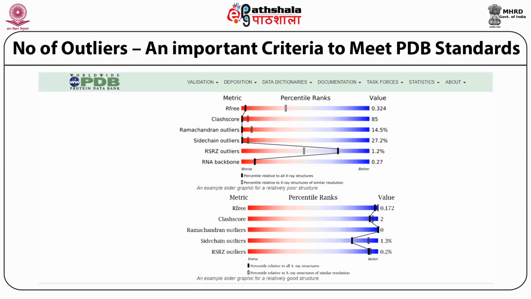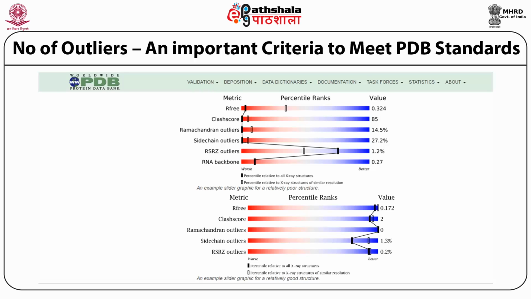We said outliers. Outliers are the phi psi combinations which fall in the disallowed or unfavorable region. Why? Because these phi psi combinations show the possibility of clashes, so they are energetically unfavorable. But still, the number of outliers is a very important criterion in protein structure determination.